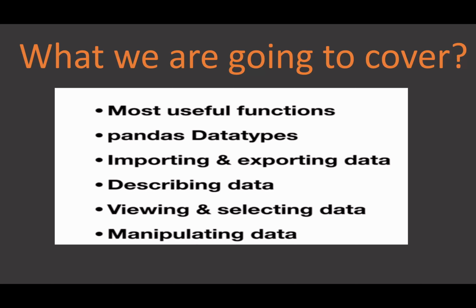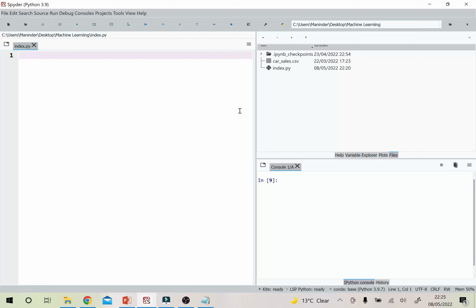So let's switch to the Python notebook in Spyder. So here we go. To begin with Pandas, the first step is to import the library. So import pandas as pd. And Pandas actually has two main data types. Number one is a Series, and number two is a DataFrame. So let's learn by example.